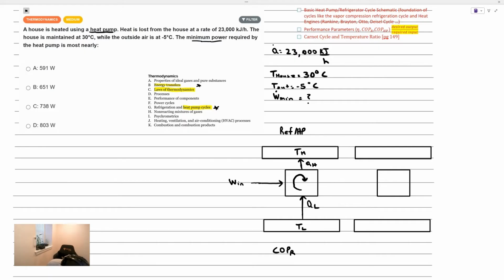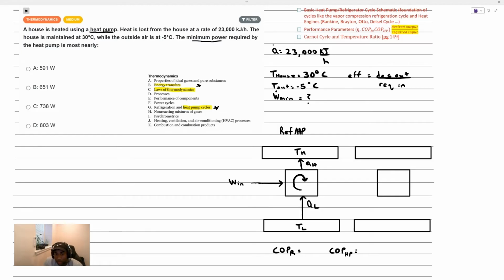And there is a performance parameter associated with a refrigerator. There's also one associated with a heat pump. That performance parameter, just like the one associated with the heat engine, has a standard definition. That standard definition is the desired output. What are we looking for our device to do? What is the desired output of our device? And what is required for us to input? So this is the standard definition of efficiency, which is essentially our performance parameter.